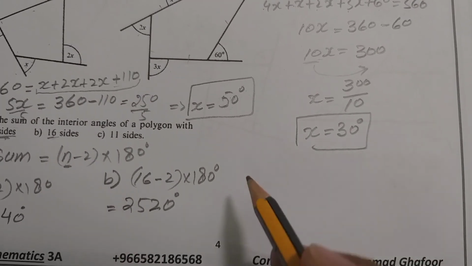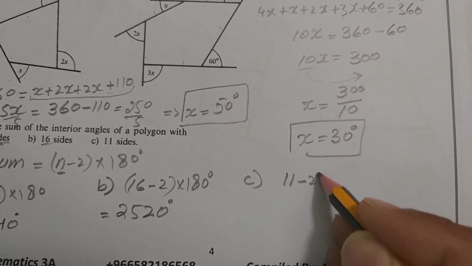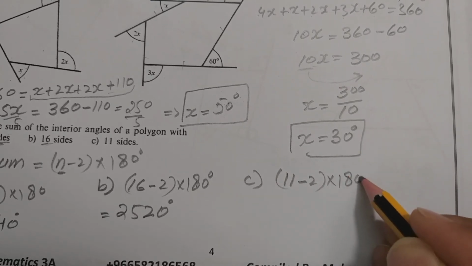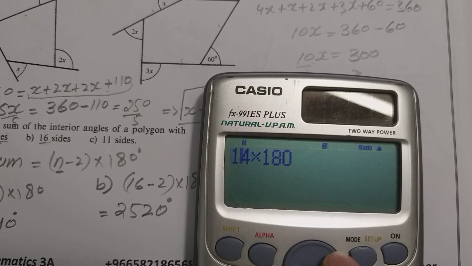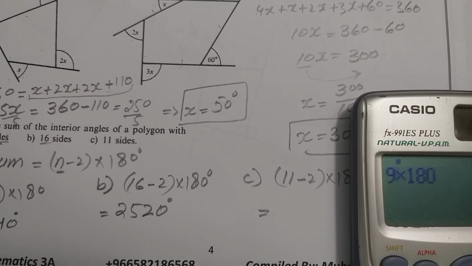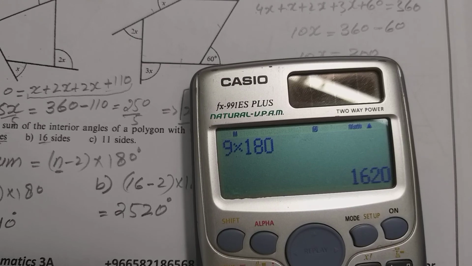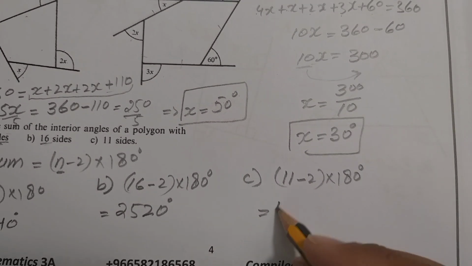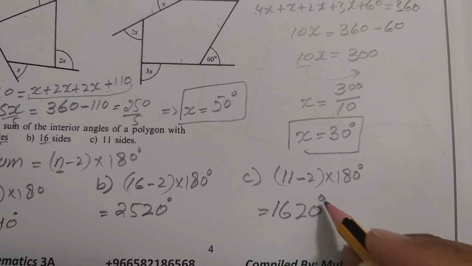Now for an 11-sided polygon, how much is it? So 11 minus 2 times 180. 11 minus 2 means 9, because 11 minus 2 equals 9. So 9 times 180 equals 1620. So the total of the angles in an 11-sided polygon is 1620 degrees.